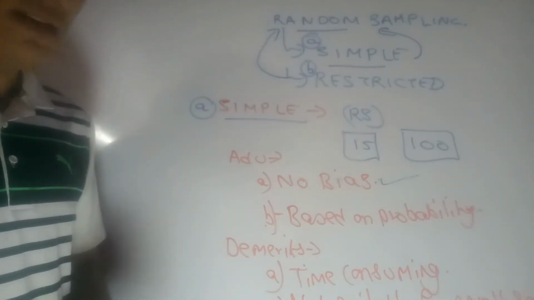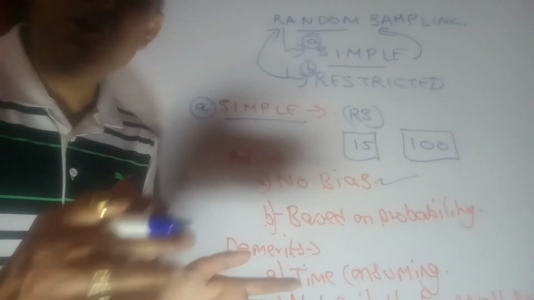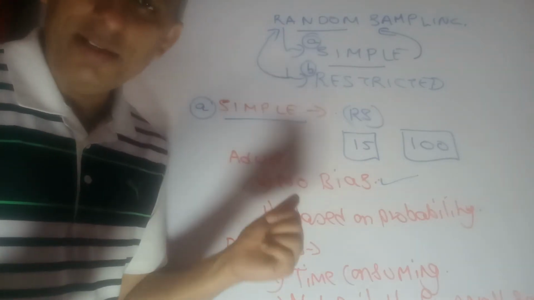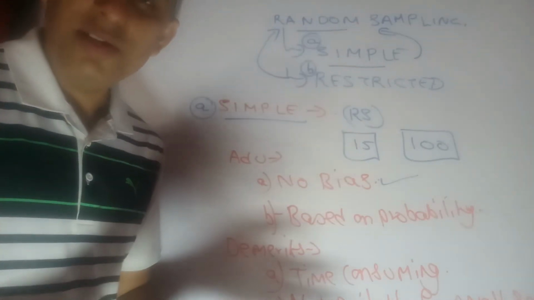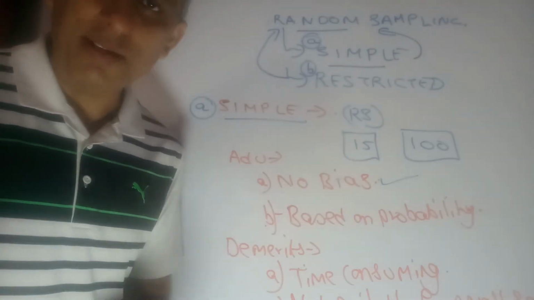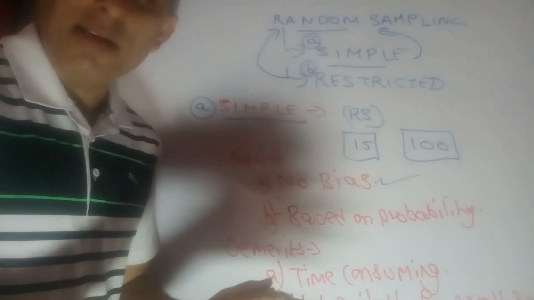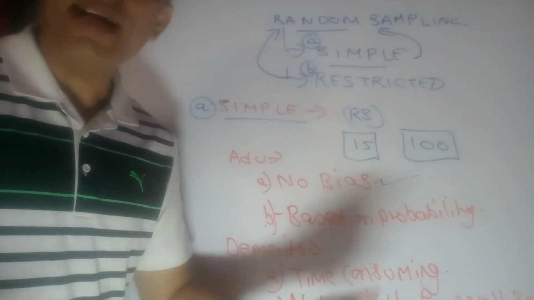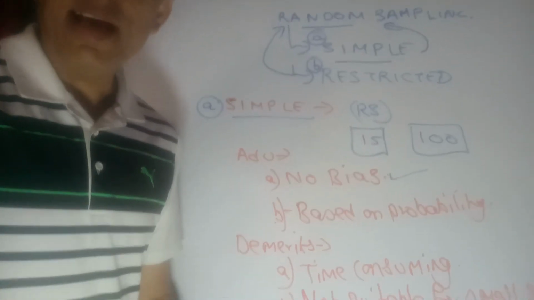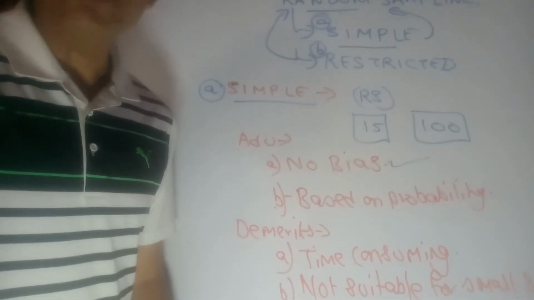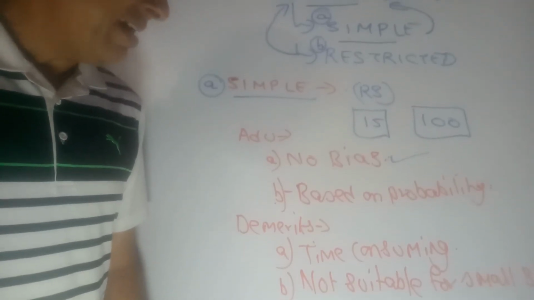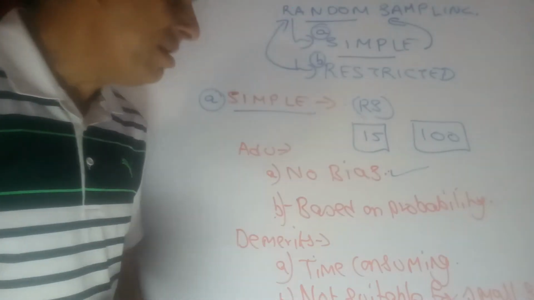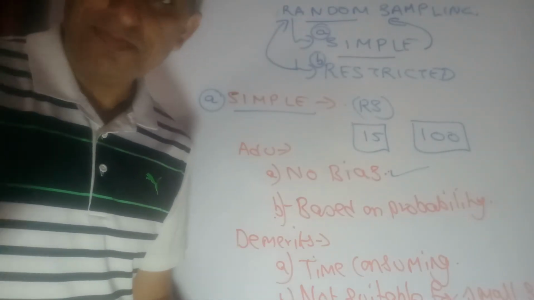Let's study the demerits part. First and foremost, if you have to prepare those chits to make the lottery method work, you have to first prepare the chits, and that itself may be a little time consuming. It takes a little time preparing a list of all the students, making the chits, and then finding out the 15 of them which are to be taken. And the second one which we can identify, students, is that it is not suitable for small sampling. If you can see the last line, it is not suitable if the sample size is small.